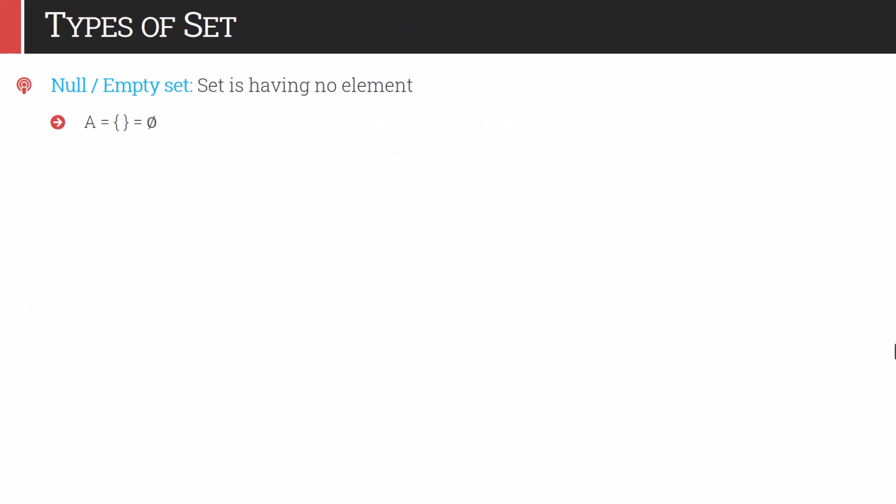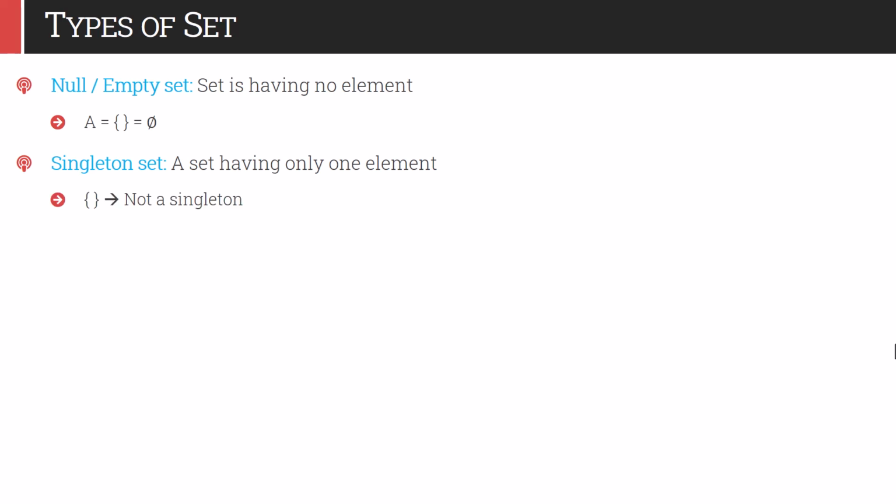Let us talk about various types of set. The first one is a null or empty set. So set which does not have any element is called a null set or empty set, and it is represented by empty curly brackets or the symbol phi. Singleton set is a set in which there is only one element.